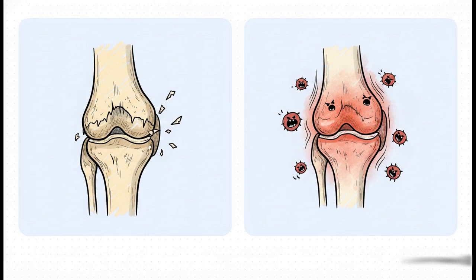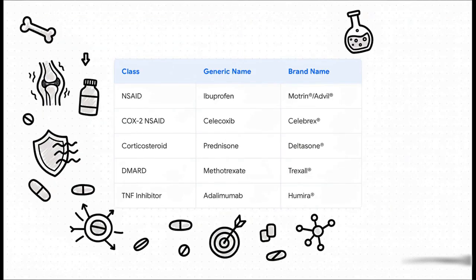So because the causes are worlds apart, the treatments are too. And you can see that difference perfectly right here. For that wear and tear osteoarthritis, we're often starting with something simple, like an NSAID, ibuprofen. But for RA, we have to deal with the immune system itself. And that's where you see these powerful drugs come into play, like corticosteroids or DMARDs. That stands for disease-modifying anti-rheumatic drugs, like methotrexate, and even biologics, like Humira.